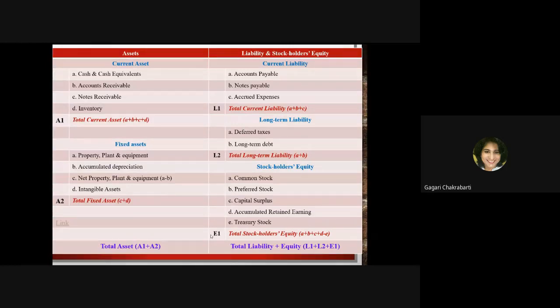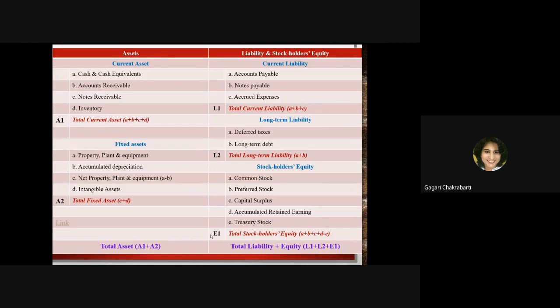Suppose, I'm just giving an example, that a company wants to buy back its shares, a repurchase of the shares. Earlier the shares were there in the market, so now the company has bought all the shares back. These stocks are not now with the common investors in the market, so that will be treated as the treasury stock.